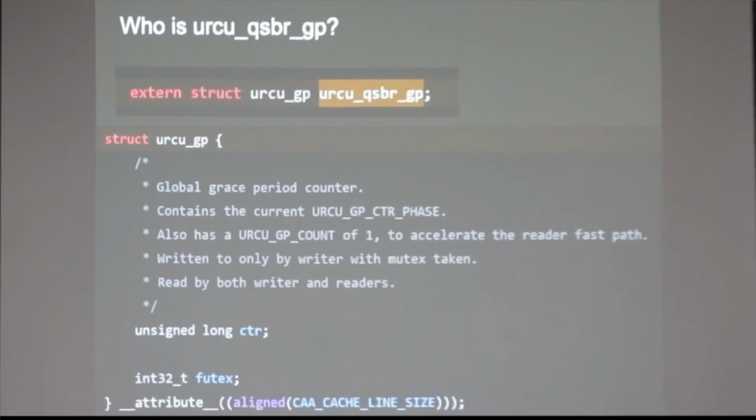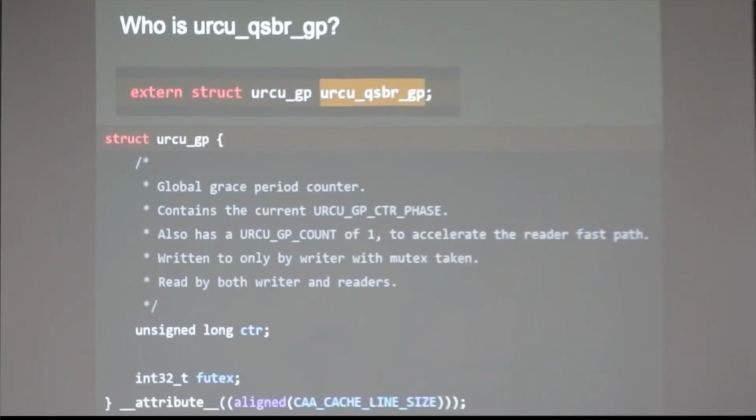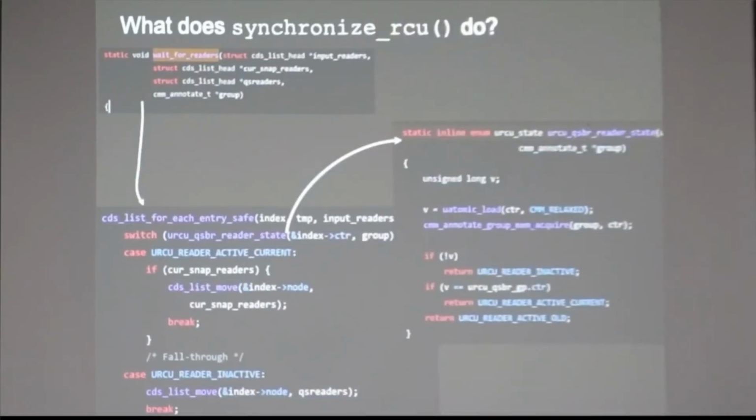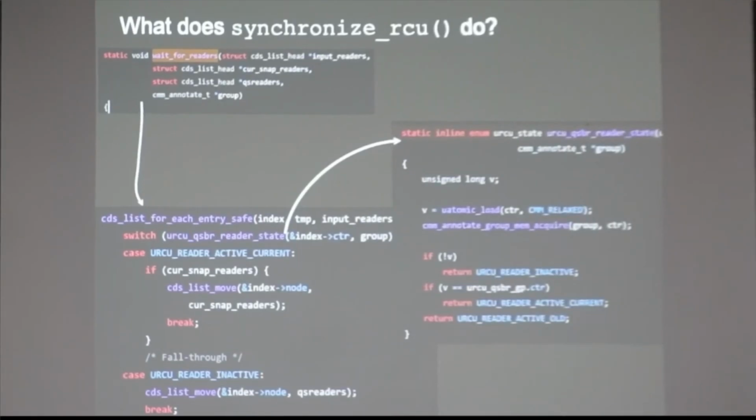You may wonder what URCU QSBR GP is. Here's the definition. It's simply a counter and a few tags. On the right side, the most important function is synchronize RCU. It's a bit complicated, so let's focus on the function wait for readers. Inside the function, it checks each reader's local counter and compares it to the global counter. It only exits when all counters match.